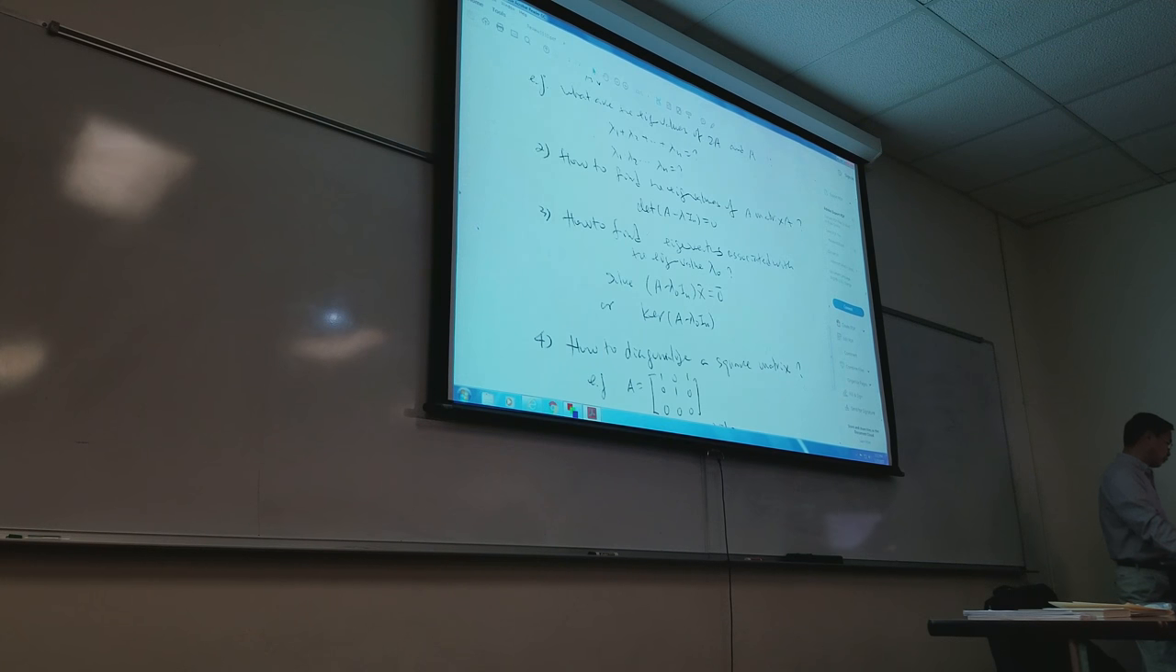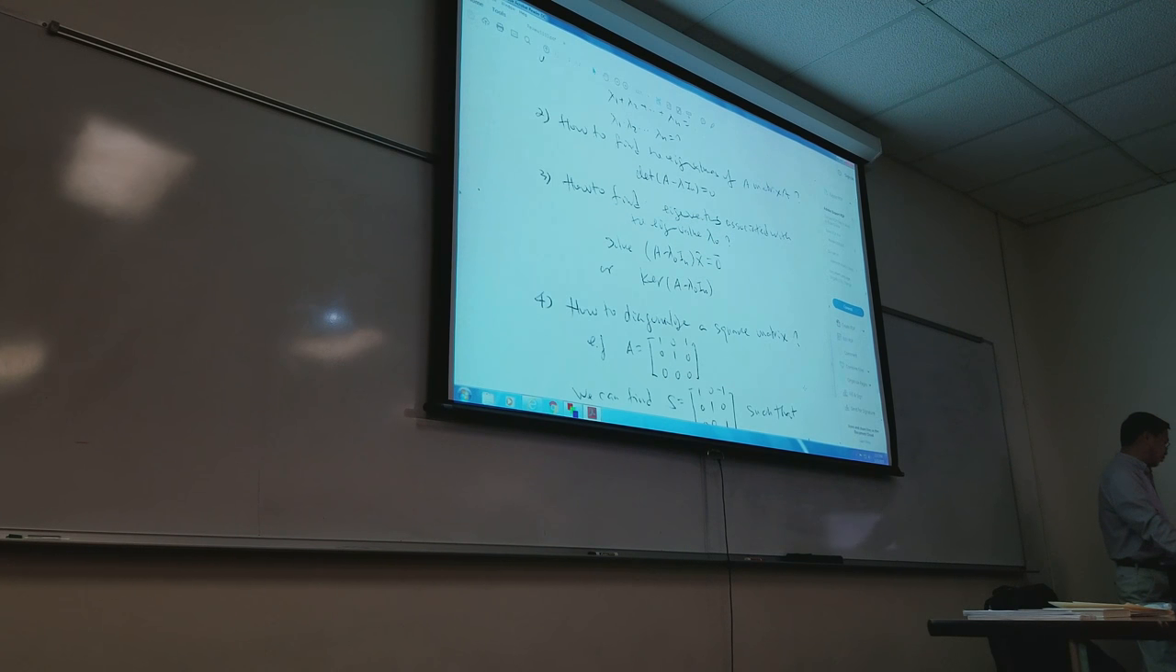If A is diagonalizable, you have to give me one invertible matrix S and one diagonal matrix D, so that the inverse of S times A times S equals D. This is called the diagonalization of the matrix A.